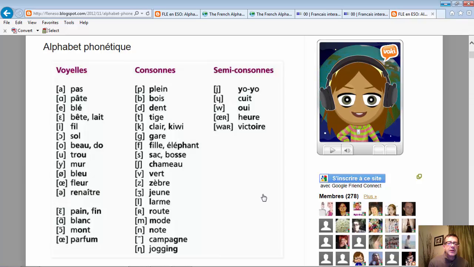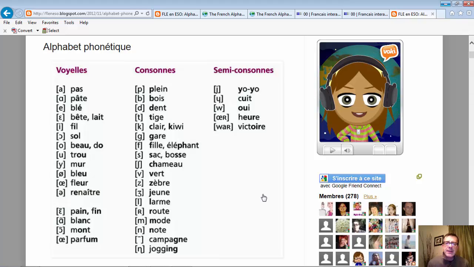Fleur. And the next one is kind of, it looks like a schwa, right? Renaître. Next four are very, very typical of French, and those are the nasal sounds, les nasales. So the first one is whenever an I and an N or an I and an M come together, they make a sound. You don't really hear the N being pronounced, right? They come together and it kind of rings in your nose, right? So pain, fin. It's the sound.